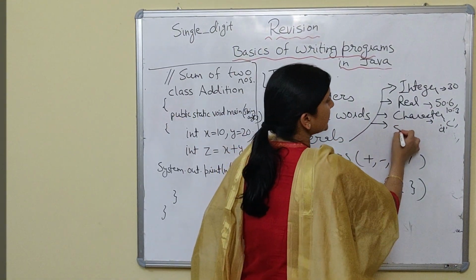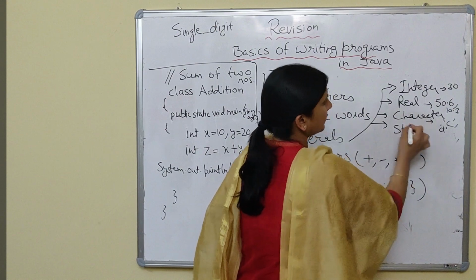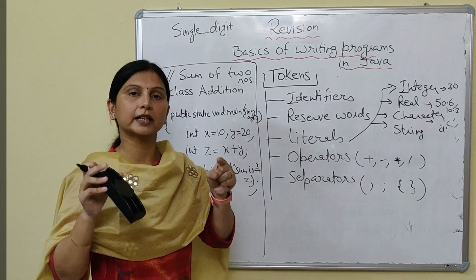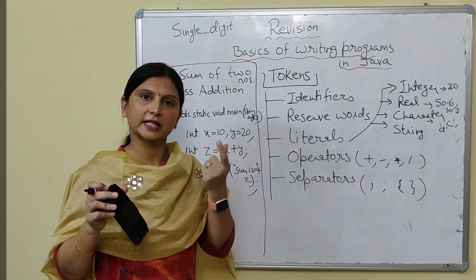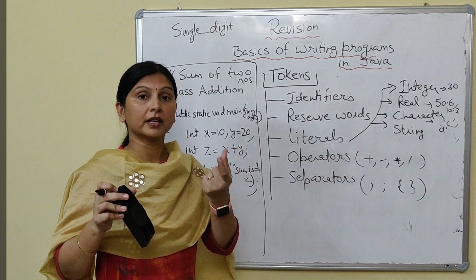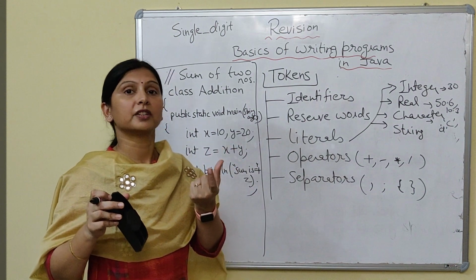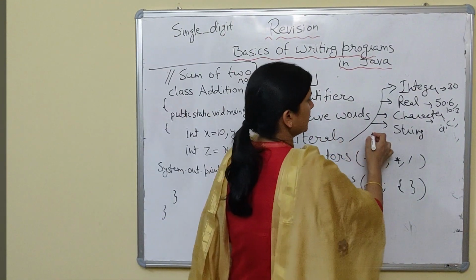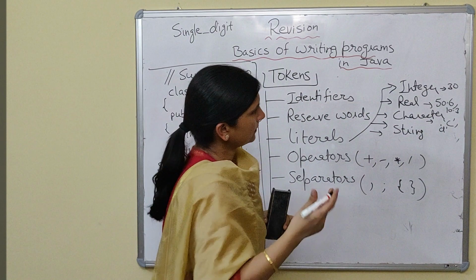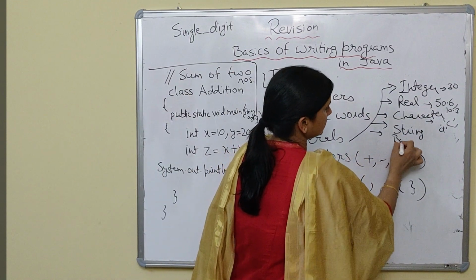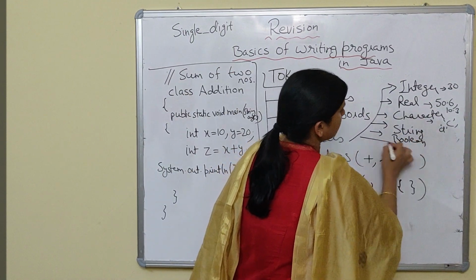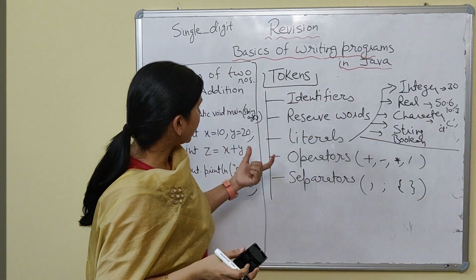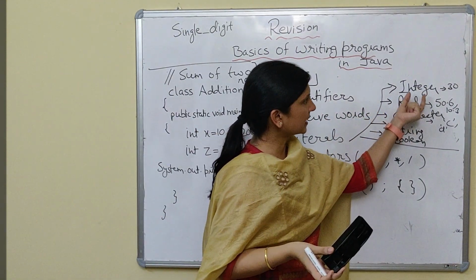And a literal can be of string type. For example, if in a program you have written String s equals "hello" within double quotes, what is hello? s will be the variable name and hello will be the literal. Which type of literal? String type of literal. Fine. Then the last type of literal, boolean. A literal can be boolean also. Are you getting it?